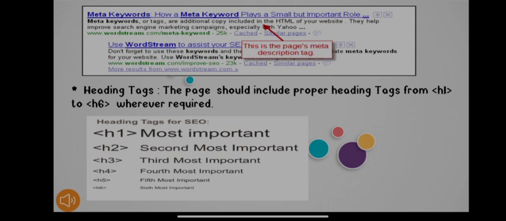Now the next important tag that we should consider is the heading tags. As I explained, whenever we implement on-page SEO techniques, we mainly focus on the information, the way our website is going to be represented to the user. Means what, we have to maintain the appearance of our website.